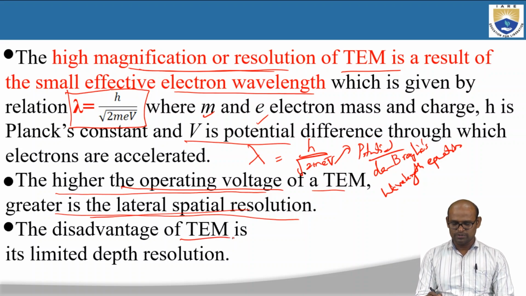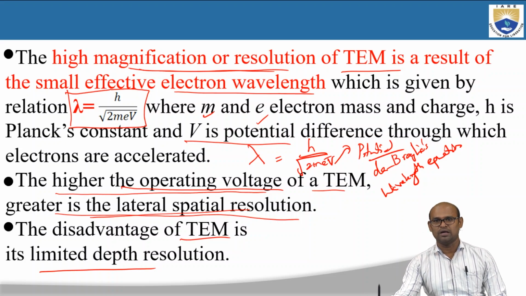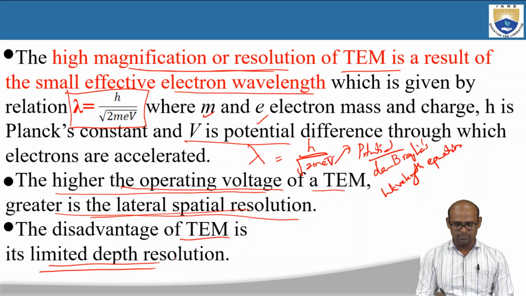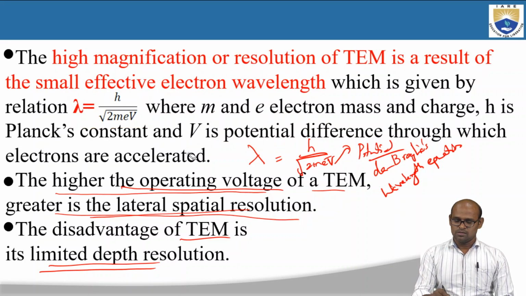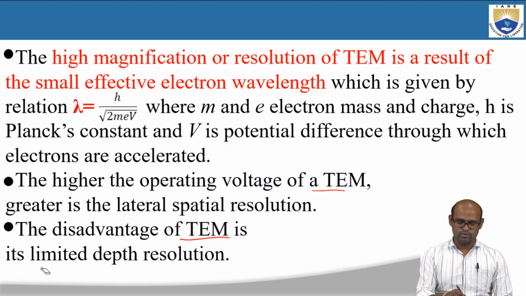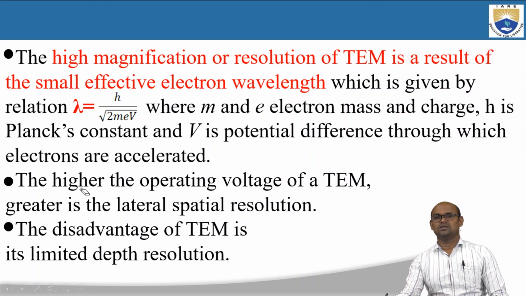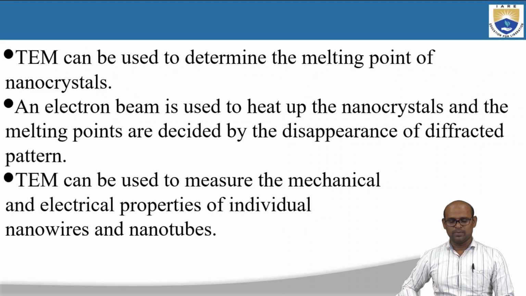The disadvantage of this transmission electron microscope is its limited depth resolution. We cannot look at longer depth; we can use only limited depth resolution. This is one of the disadvantages of this transmission electron microscope. So the best advantage of this transmission electron microscope is its resolution and image. We can look at the material up to an order of micron, but the disadvantage is that we cannot go too deep into a material.